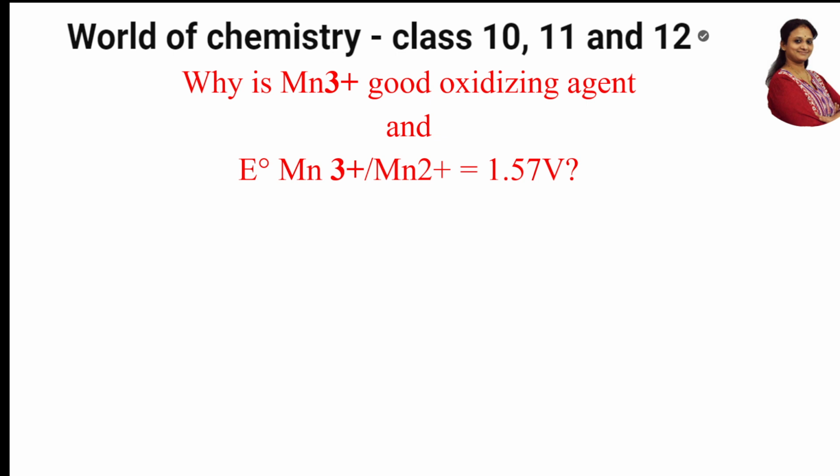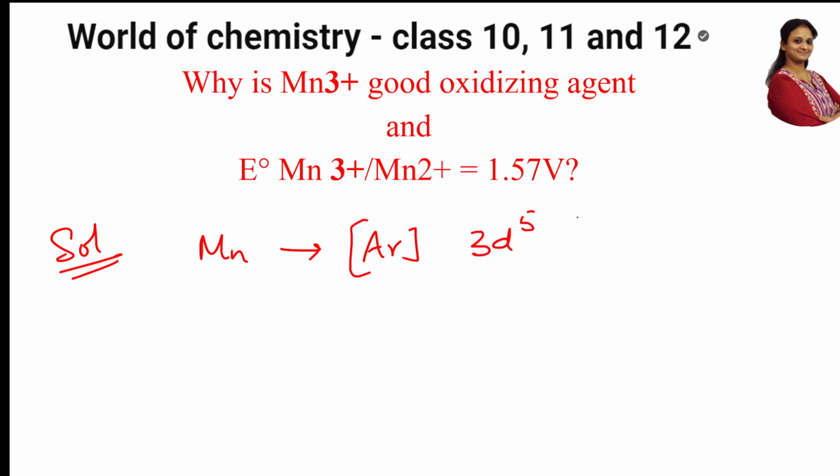Because it is a 1 mark answer, I'll directly write according to the electronic configuration. First of all, manganese electronic configuration is argon 3d5 4s2, right? Now, what will it do? Mn3+ is getting converted to Mn2+, which means it is trying to gain 1 electron, right? I'll write here, it is an oxidizing agent.